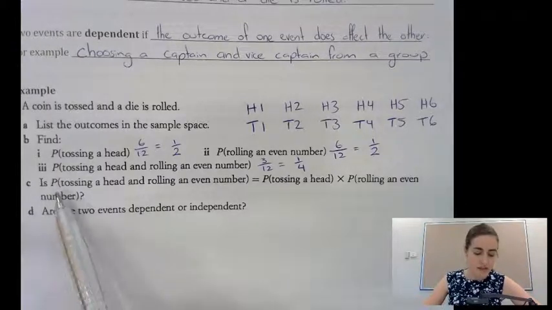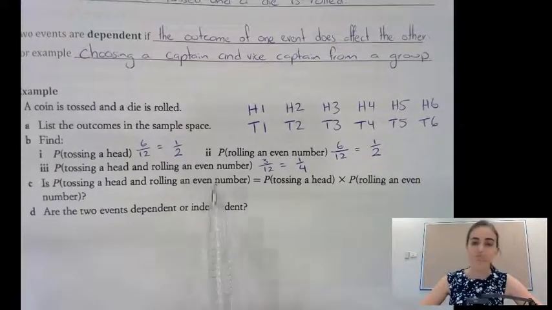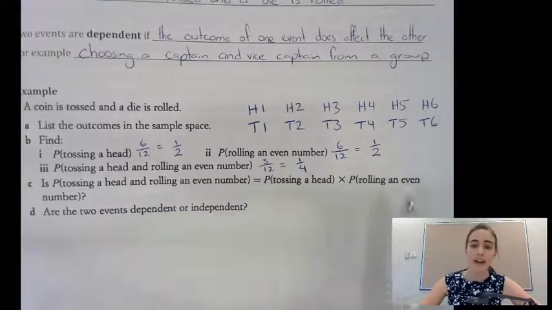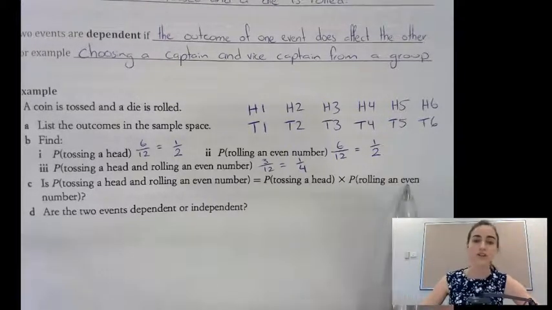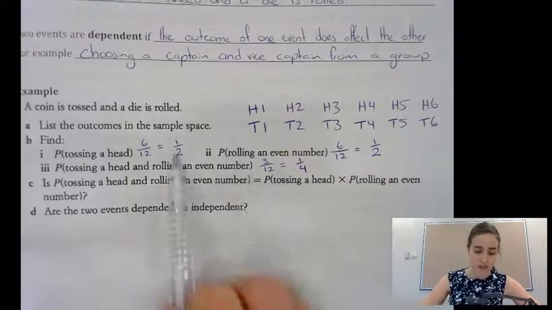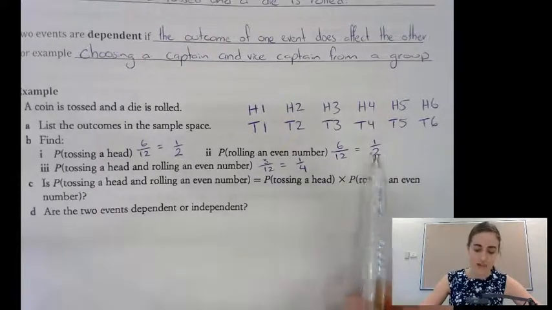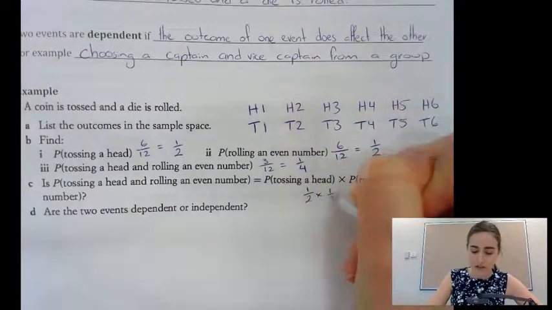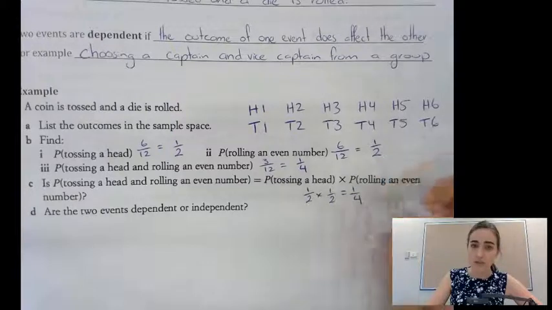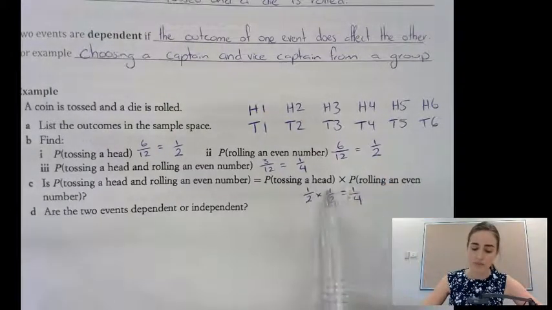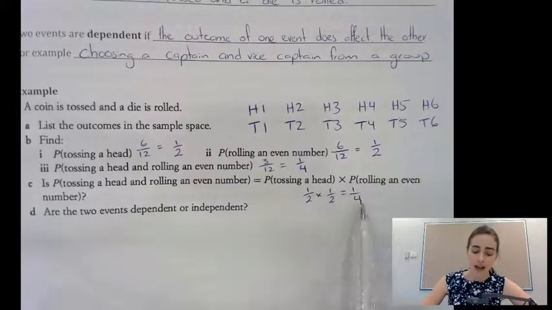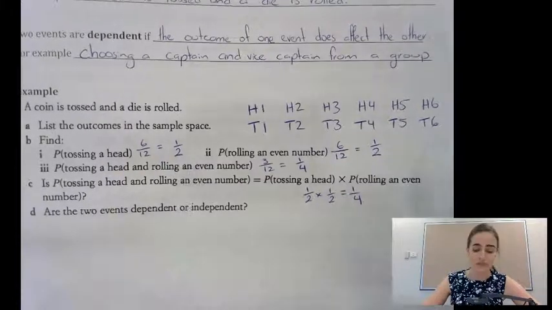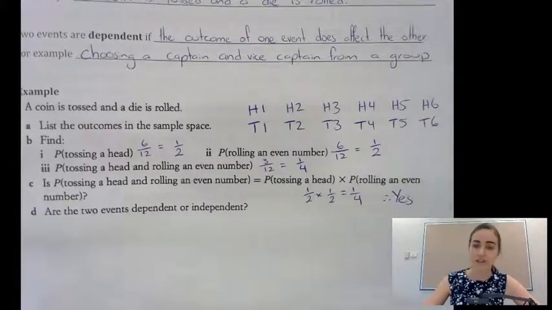Now the next question says, is the probability of tossing a head and rolling an even number, which we just figured out was 1/4, equal to the probability of tossing a head times the probability of rolling an even number? We figured out this one was a half, and we figured out the probability of rolling an even number was a half as well. If we multiply those two things together, we get half times a half, which would give us 1/4. So the probability of tossing a head times the probability of rolling the even number gives us 1/4. And that is exactly what we got when we looked at the probability of tossing a head and rolling an even number. So that means that those two things are equivalent.